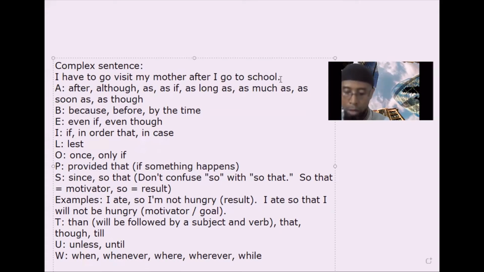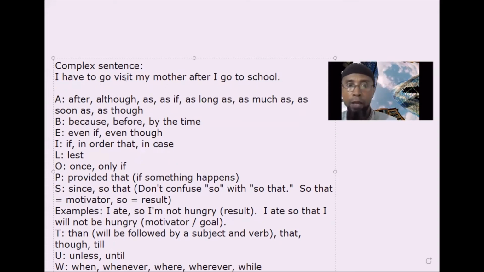Okay, so now we have a complex sentence here because we added after, right? And when you add after, what happens is the sentence that comes after, in this case, after, well, it's a dependent clause, you know, after I go to school. So I have to go visit my mother after I go to school.